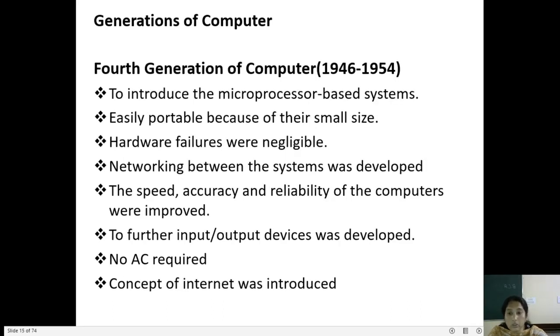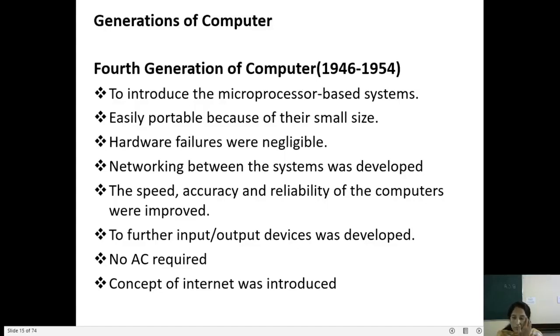And next, when we come to the fourth generation of the computer, whatever the drawbacks in the first, second, and third generations have been completely overcome, and they introduced the microprocessor based system. Instead of ICs, they replaced them with a microprocessor, which is easily portable, and because of the smaller size, it can easily be carried anywhere. Now, the computers we are using are similar to that size. Even hardware failures, we can afford. As well as it supports networking. Networking concept has been introduced.